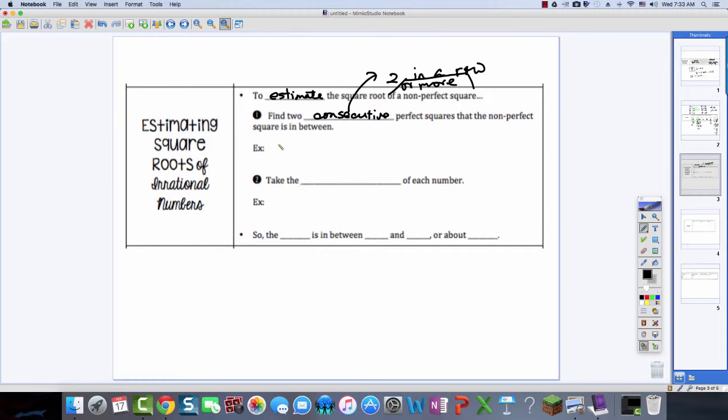So let's take the previous example. Let's estimate root 50.